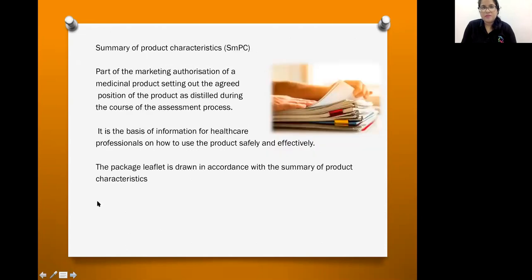and interventions. A summary of product characteristics is part of the marketing authorization of a medicinal product, setting out the agreed position of the product as distilled during the course of the assessment process. It is the basis of information for healthcare professionals on how to use the product safely and effectively. The package leaflet is drawn up in accordance with the summary of product characteristics. So on this basis, the package leaflet which we discussed earlier was made.